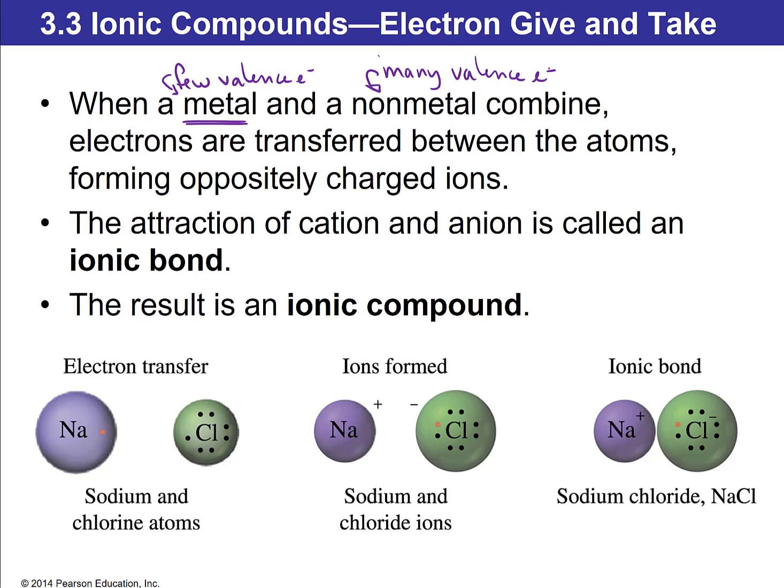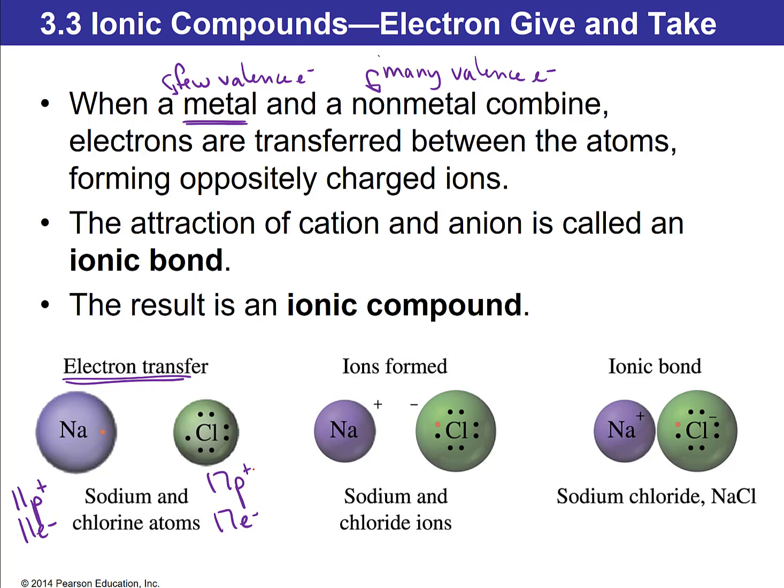And this causes a transfer of electrons. So think about sodium and chlorine in terms of their proton and electron numbers. Sodium's atomic number is 11, so you know that it has 11 protons and 11 electrons. Chlorine is element number 17. It has 17 protons, 17 electrons.